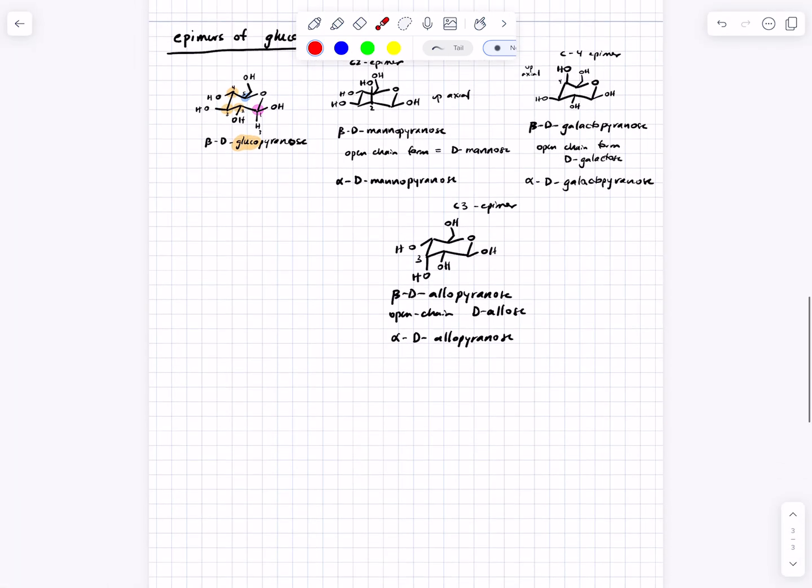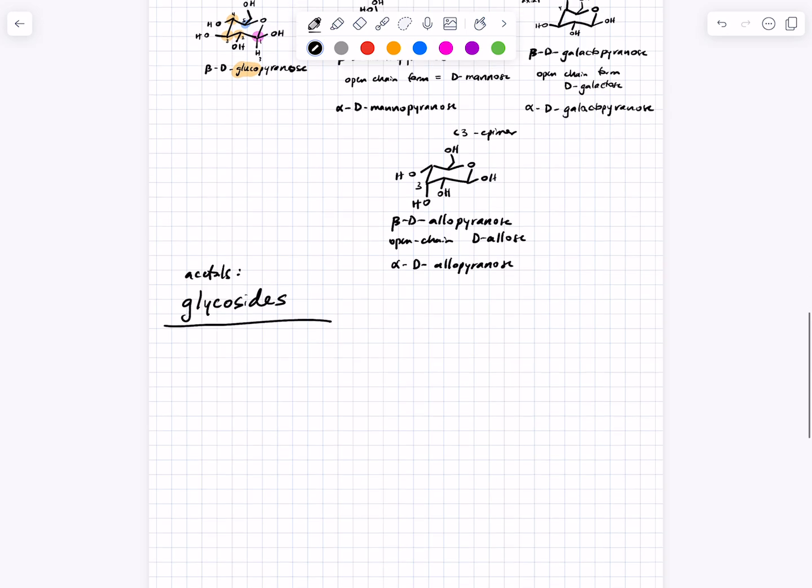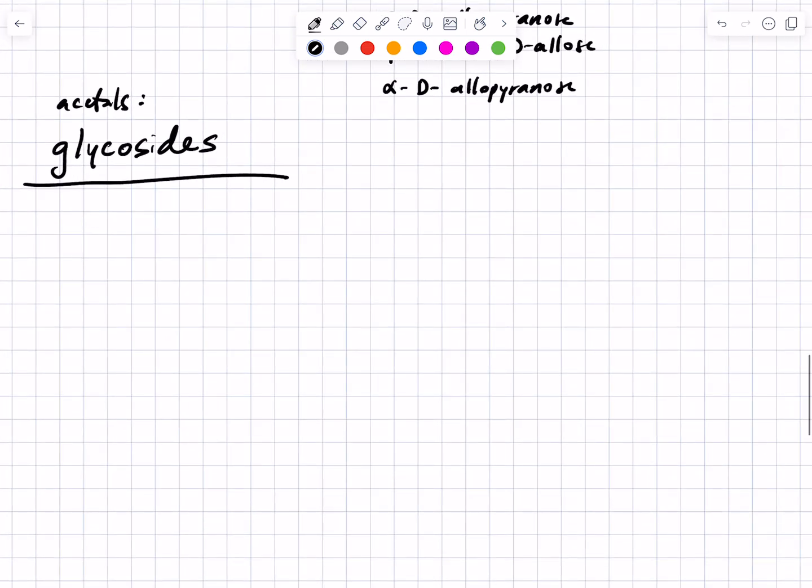All right, the last thing I want to show you is the question of making acetals with carbohydrates, and those are called, in the context of carbohydrates, glycosides. So a glycoside is a sugar acetal. So supposing you took a mixture of alpha and beta anomers of glucose.